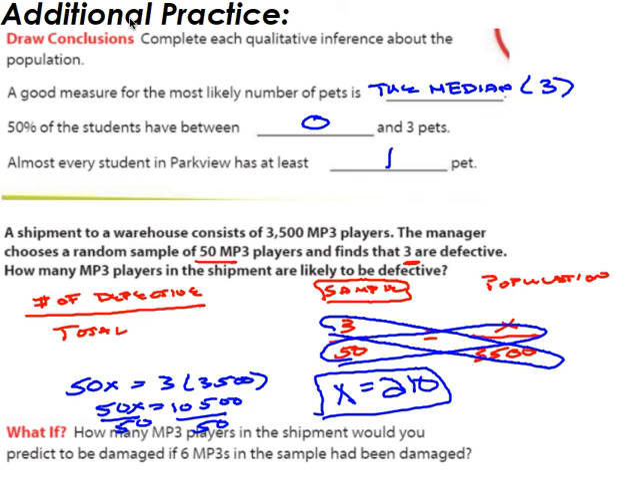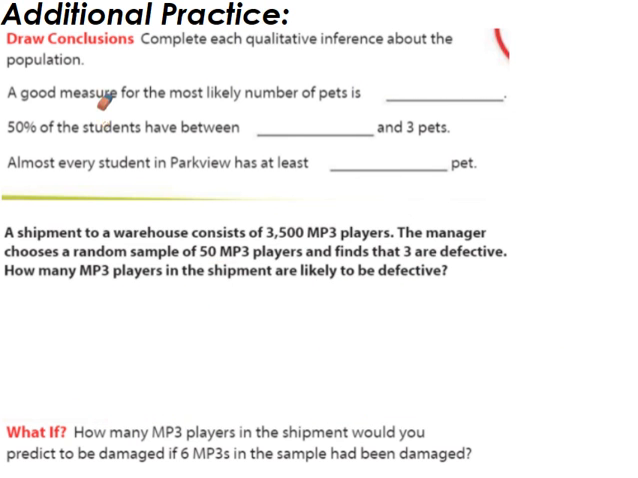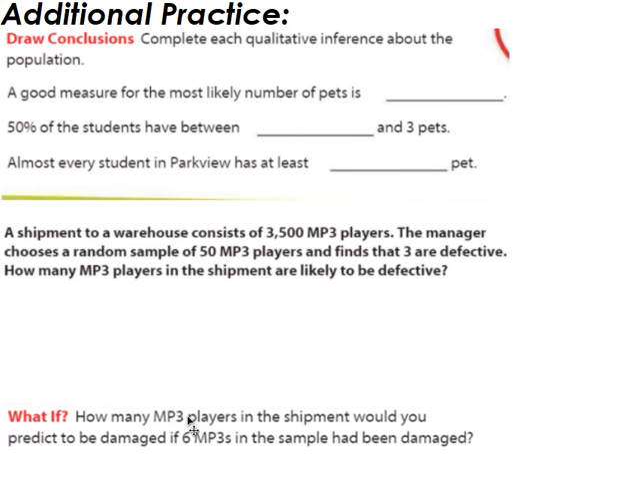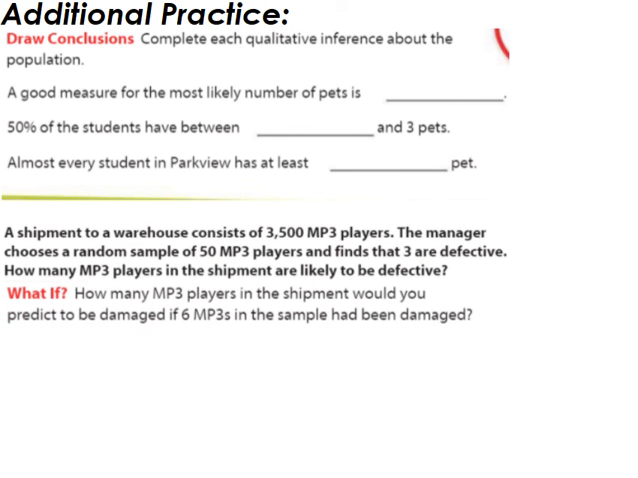Okay, I want you to try one on your own. And when I say try it on your own, I mean actually try it on your own. You have this what if right here. So using the same scenario, how many MP3 players in the shipment would you predict to be damaged if 6 had been damaged versus the 3? So try it on your own. Come up with an answer. Hopefully you pause it and you have an answer already. If you don't, pause it. Come up with an answer.